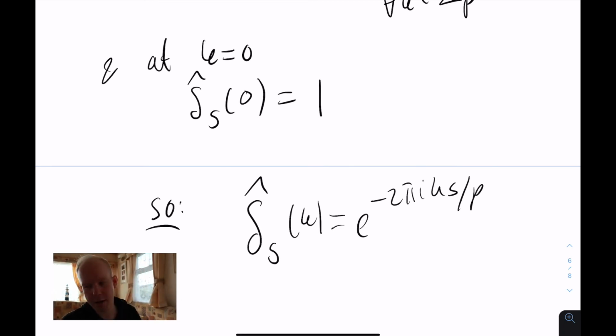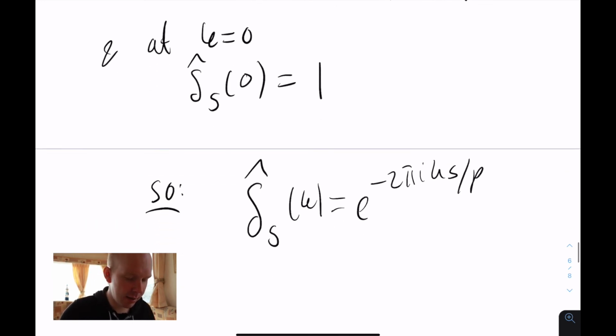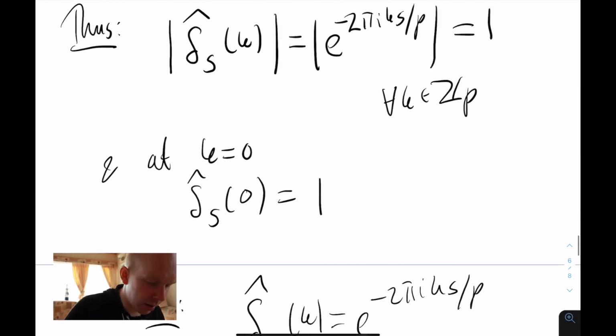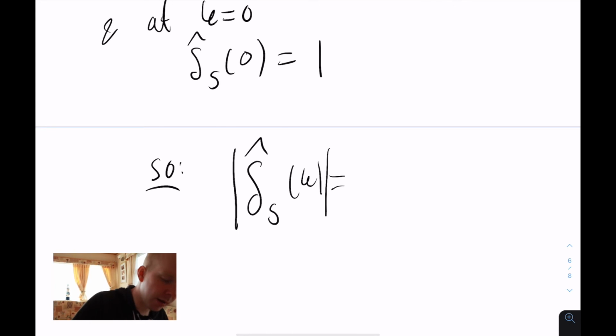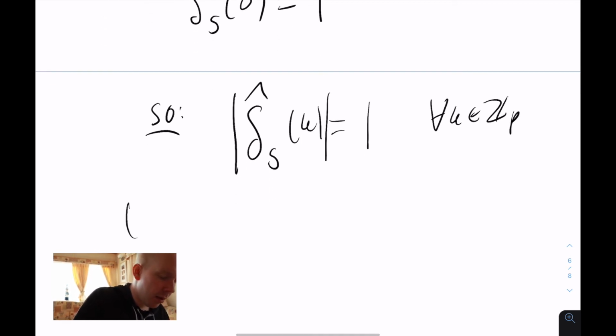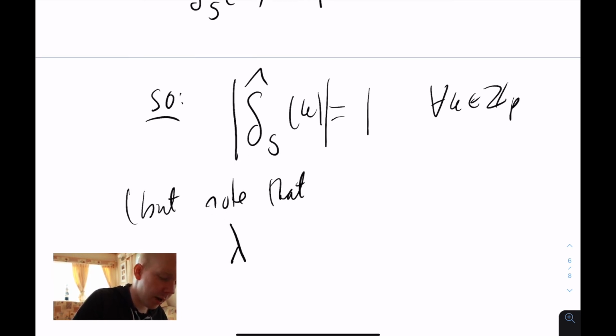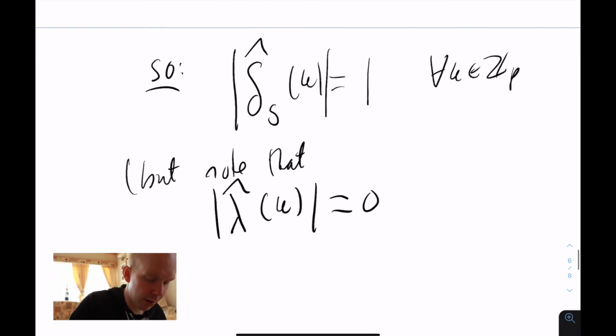And why is this useful now? What we have seen is that when k is not equal to 0, it has absolute value 1. So I can write this as equal to 1 for any k in Z_p. But note that if we take the Lebesgue measure and take its Fourier transform, then this is equal to 0 for any k not equal to 0.